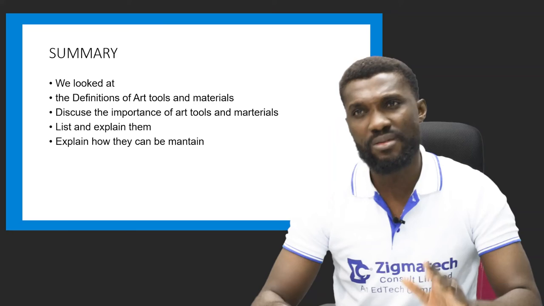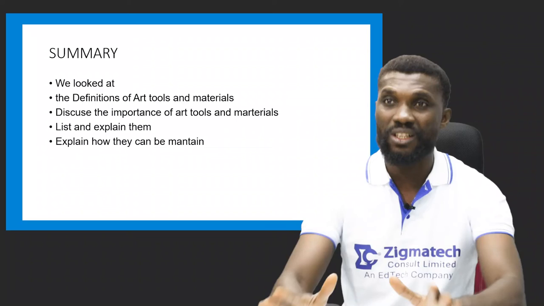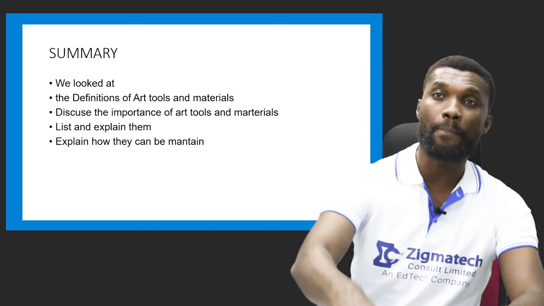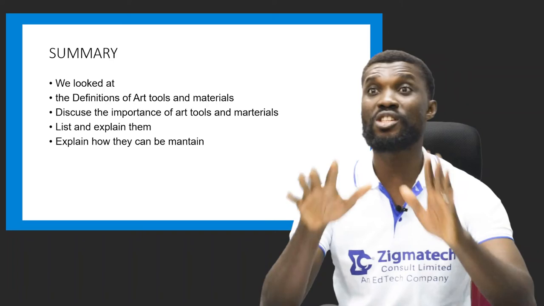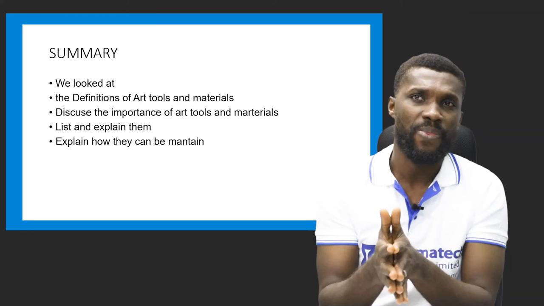Art materials are those things you see on an artwork. You can relate with them, you can touch them. Examples: the paint, the canvas, your paper, your cement, your clay, your iron, your wood, those things you can see. Tools are what is used to manipulate or control the art material. I hope you get that, so learn to differentiate that.